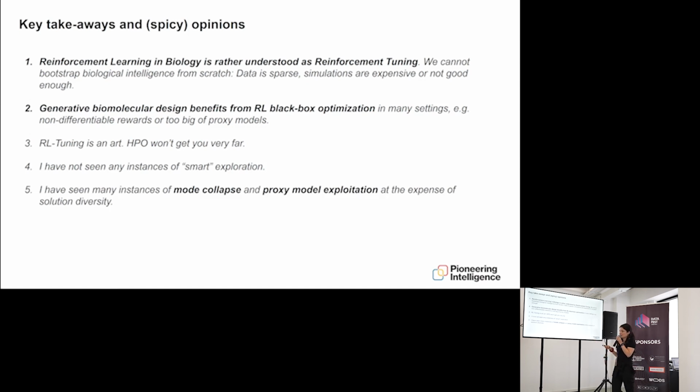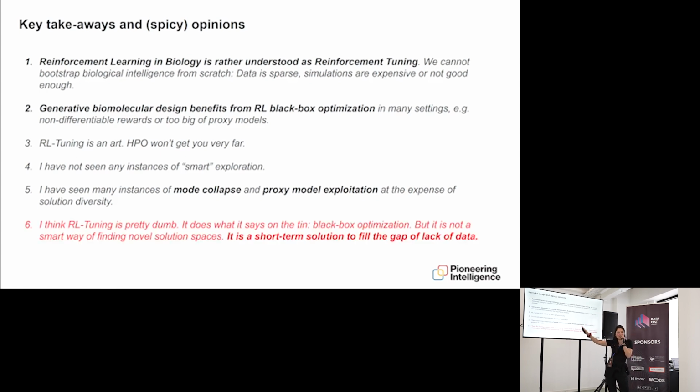However, I have seen many instances of mode collapse and proxy model exploitation at the expense of solution diversity. And this is really where you're only going to be as smart as your proxy model, because that's where all your feedback is coming from. So if your proxy model, like docking, is meh, you'll distill meh into your generative model. I think experimental feedback might be more interesting, but experimental feedback is also very slow. So overall, that's my spicy opinion. I think RL tuning is in principle pretty dumb because it's black box.